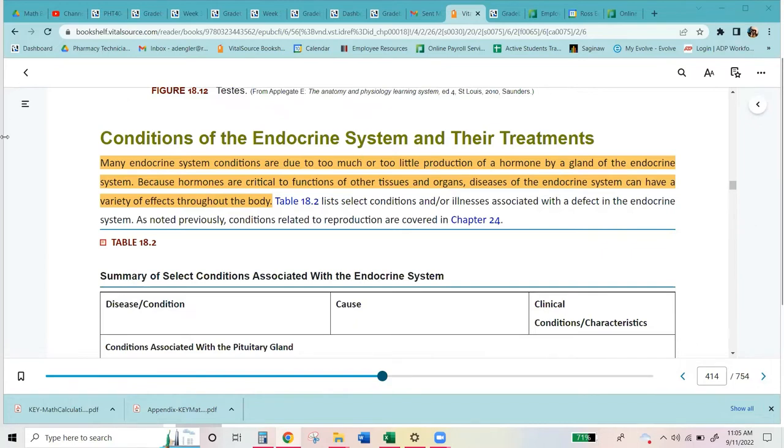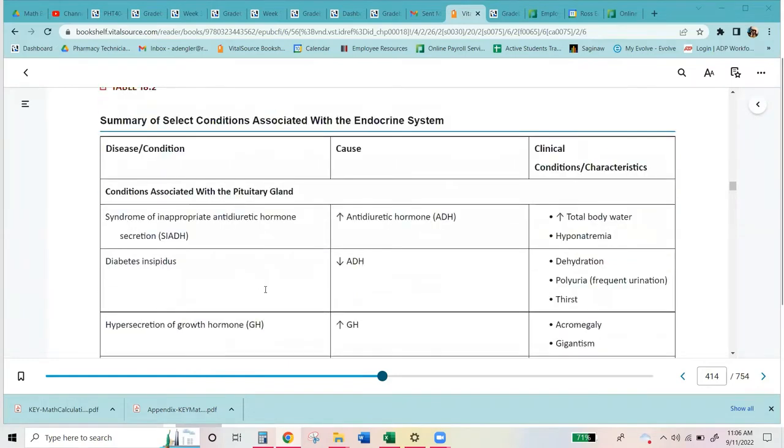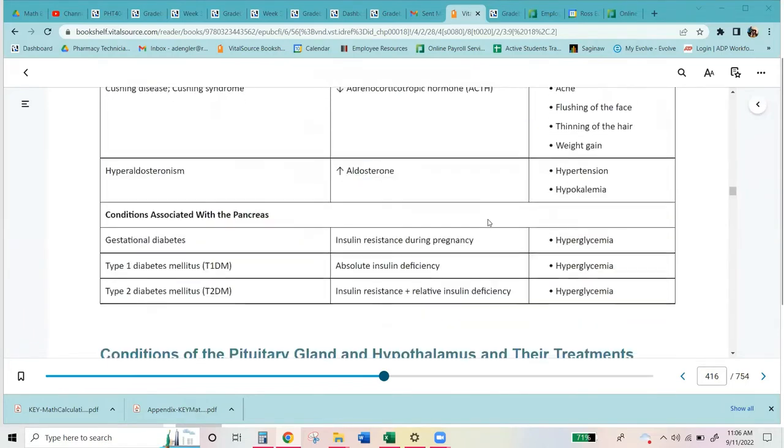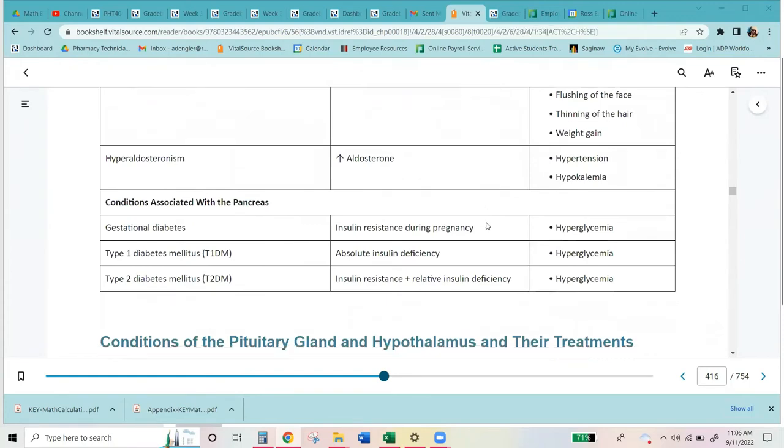So table 18.2 has a summary of select conditions associated with the endocrine system, and it gives the cause. So for syndrome of inappropriate antidiuretic hormone secretion, the cause is an increase in antidiuretic hormone ADH, which causes an increase in total body water and hyponatremia. And you can read through all of those. It's kind of interesting.